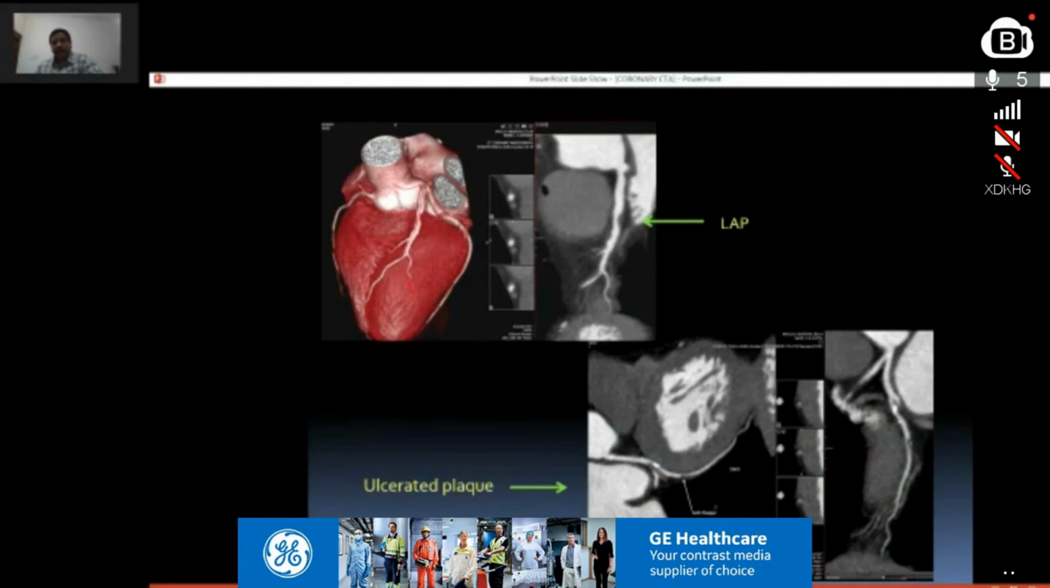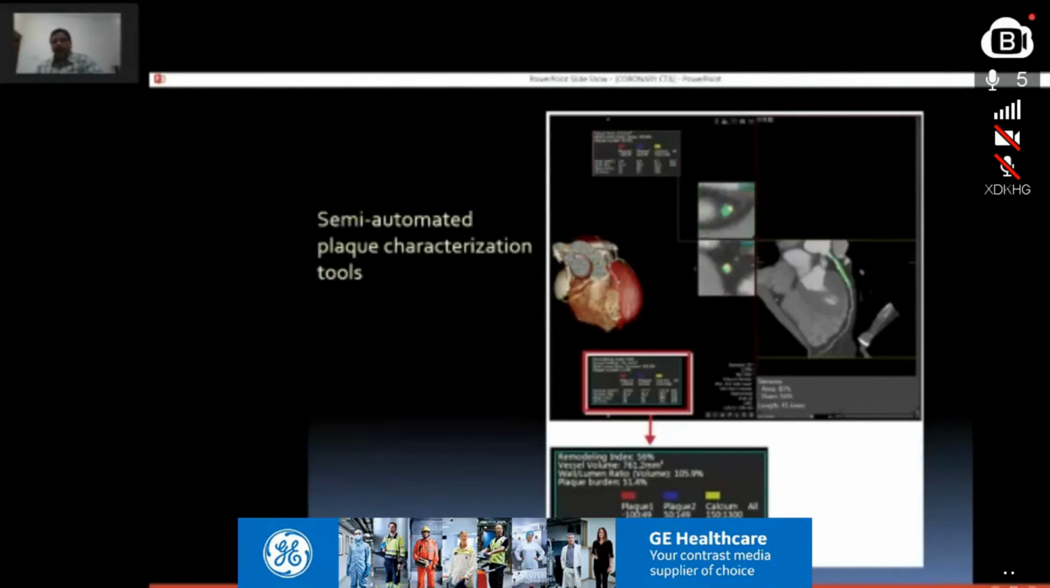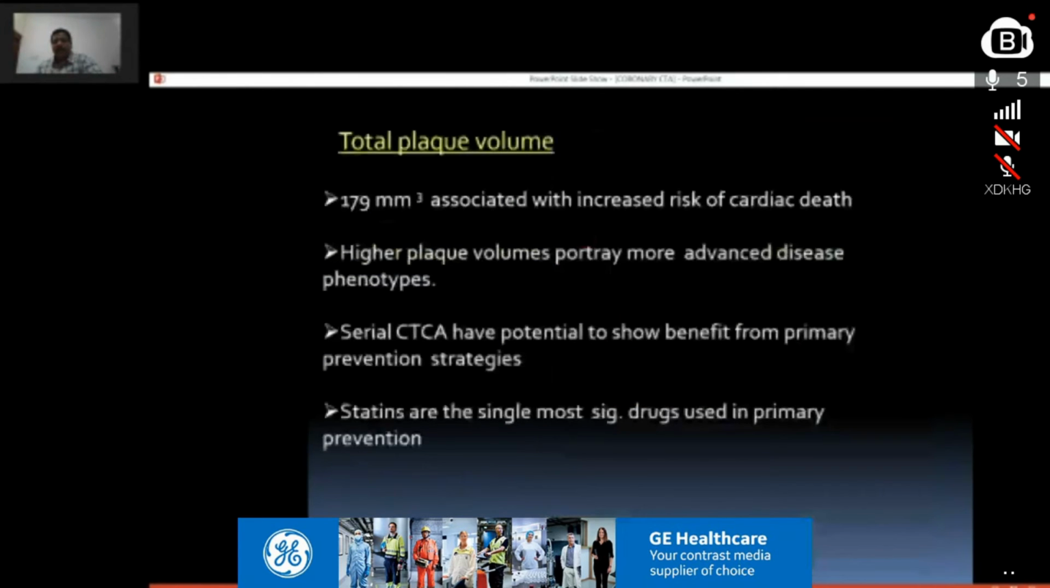There are a lot of semi-automated and automated 3D plaque volume assessment tools that are available on the majority of current scanners, which quantify all the categories of the plaque and give you a total plaque volume. Recently, a higher total plaque volume has also been associated with increased risk of cardiac death. You must understand that we are not talking about coronary stenosis till now. We are just talking about the plaque morphology and how important it is nowadays in predicting whether the patient can land up in acute coronary syndrome. And there are strategies being worked on to do serial CT angiograms in patients who can benefit from primary prevention strategies, which could involve lifestyle changes and introduction of statins.